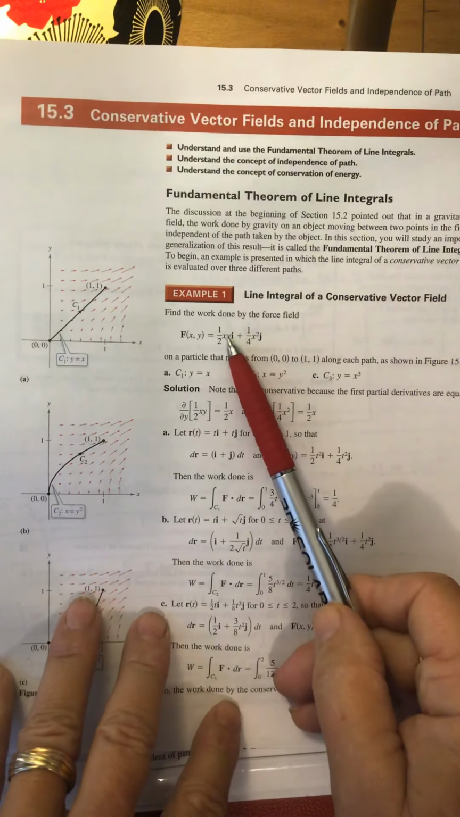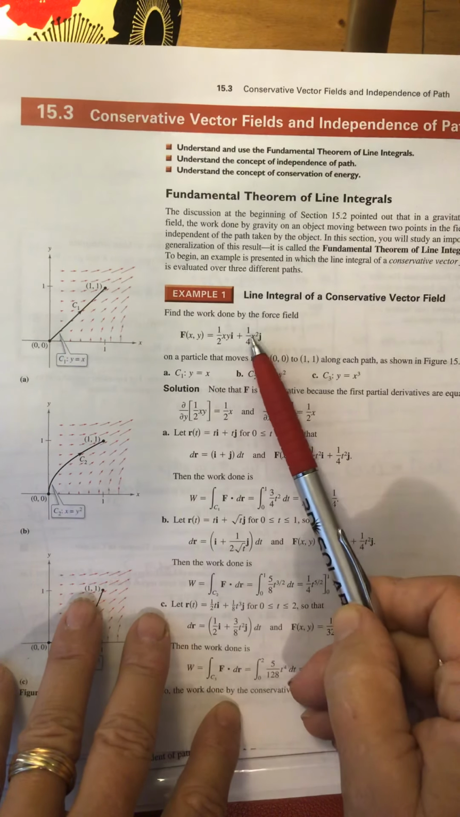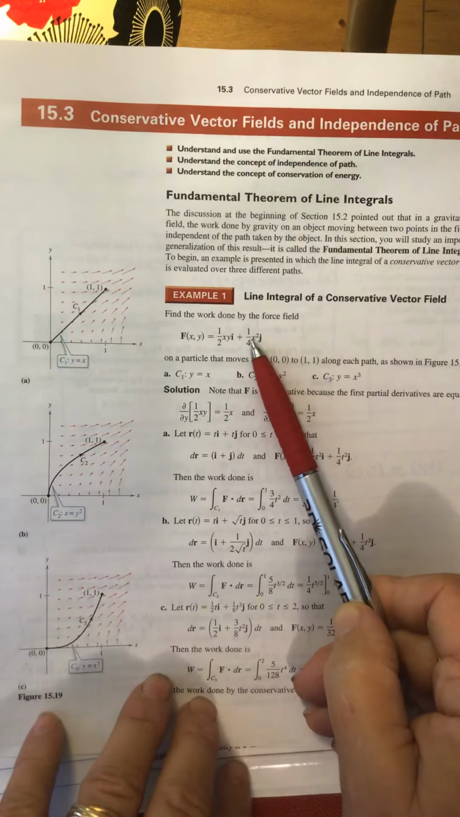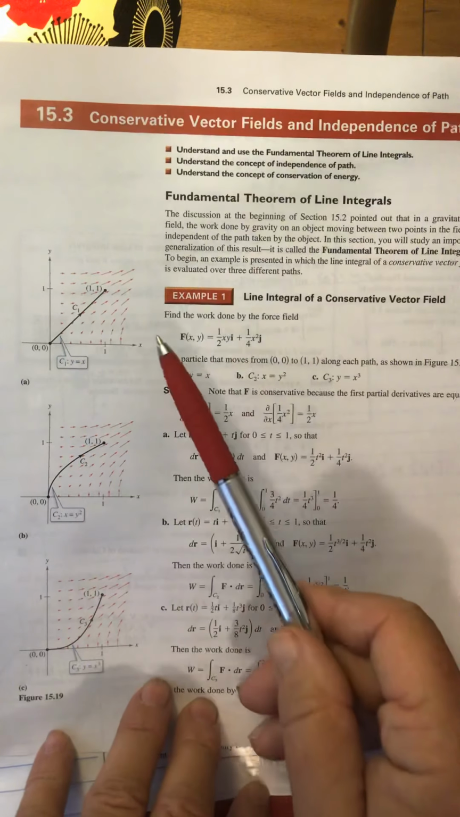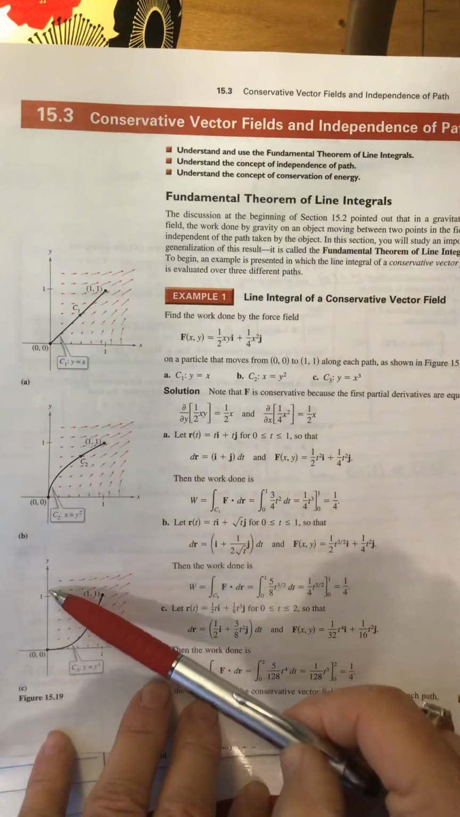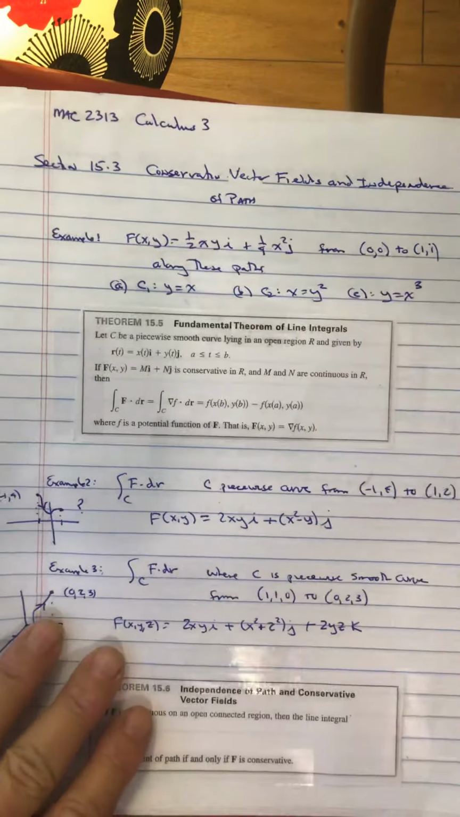Now, the partial derivative of this in relation to y is 1/2 x, and the partial derivative of this in relation to x is 1/2 x. This is a conservative vector field. And in a conservative vector field, no matter what path, we get the same result. And so that's our definition.